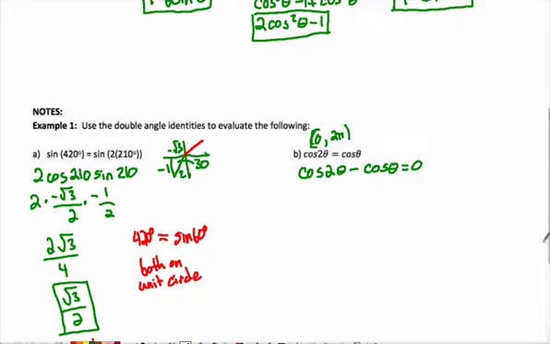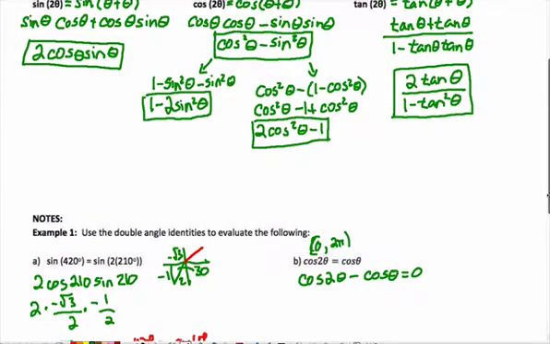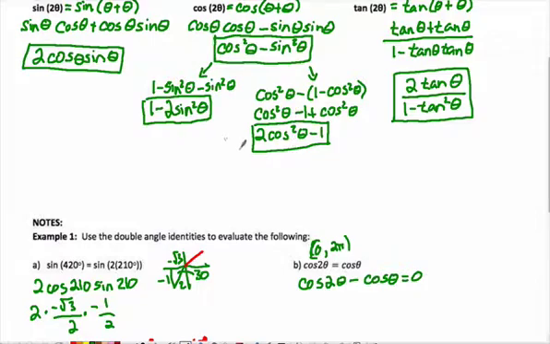Now I need to decide, okay, well, which one of these cosines should I use? Because I could use any of them. But what I'm thinking is I don't want to add a sine into the mix here. If I can just keep it all cosine, it'll probably be easier to solve this. So I'm going to use this one right here.